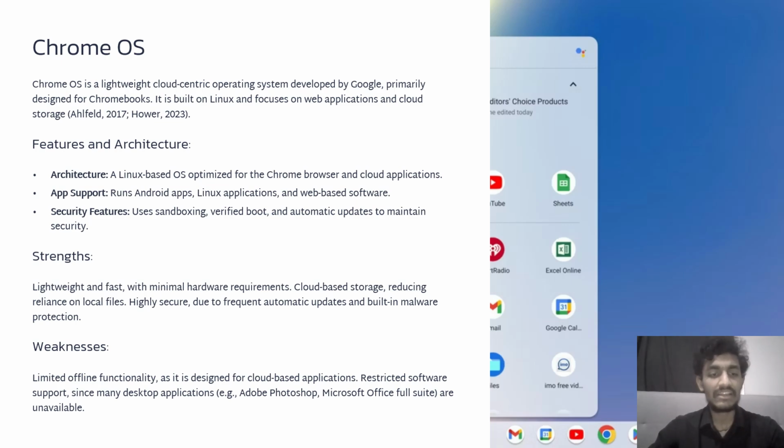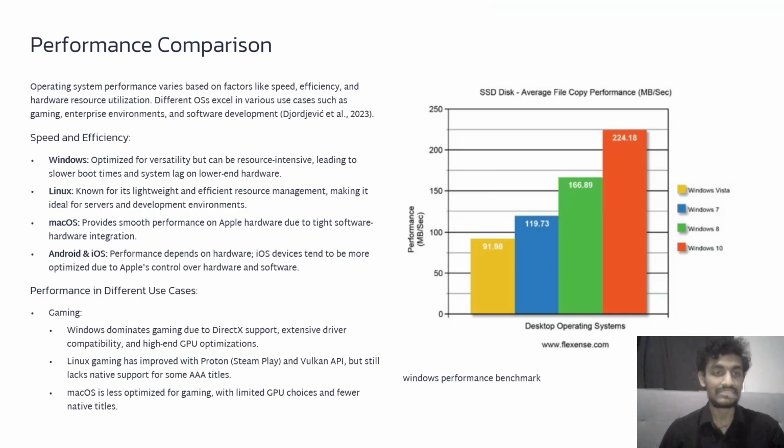And weaknesses are limited offline functionality, as it is designed for cloud-based applications, and restricted software support, since many desktop applications like Adobe Photoshop and the full Microsoft Office suite are unavailable in this Chrome operating system.